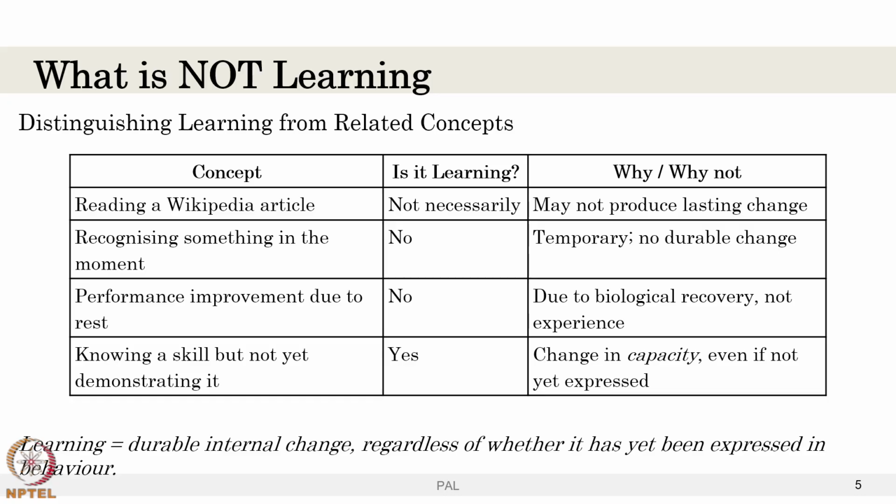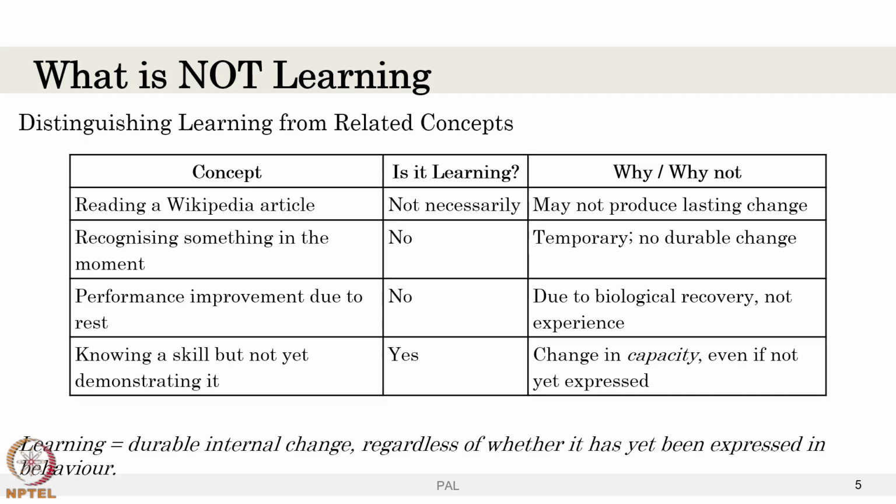For example, knowing the drawing, and that is a part of core learning, but not getting the opportunity to demonstrate it at the fullest level. So this can be learning. This is considered as learning. It actually shows change in the capacity even if not yet expressed.